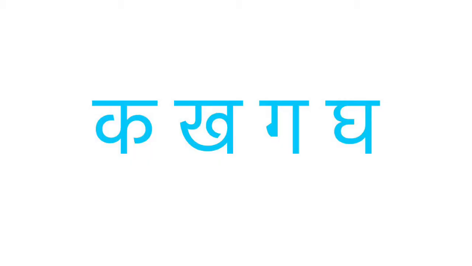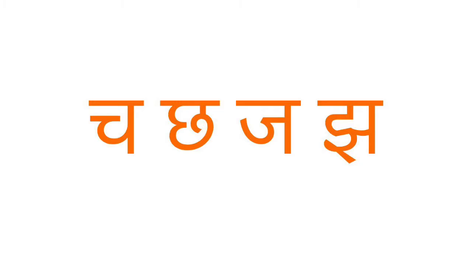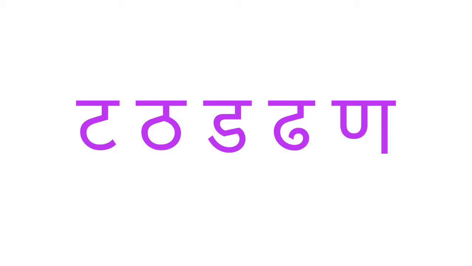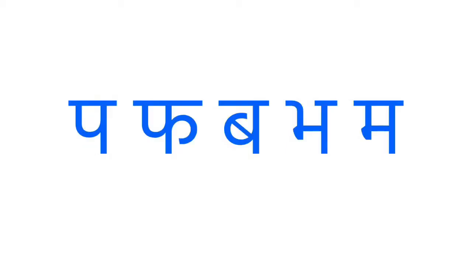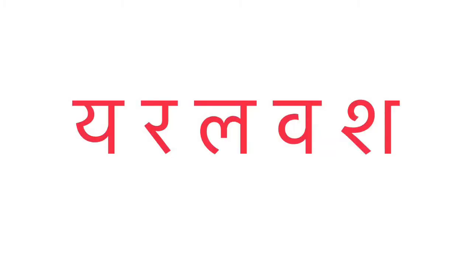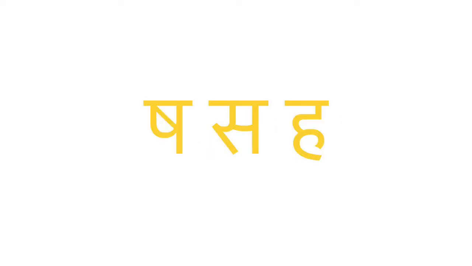Here's what it sounds like one more time. K, kh, g, gh. Ch, chh, j, jh. T, th, d, dh, n. T, th, d, dh, n. P, ph, b, bh, m. Y, r, l, v, sh, shh, s, h.